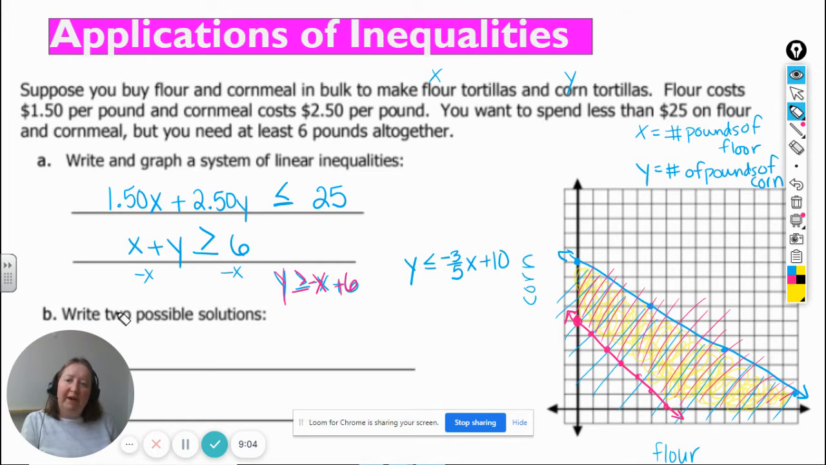So then when it says write 2 possible solutions, what you're doing is you're going and finding an ordered pair. So let's find any ordered pair that you want, okay? How about right there? So that's an ordered pair. And what is that ordered pair meaning? Over 1, 2, 3, 4, 5, 6, and then up 1, 2, 3. So 6, comma 3.